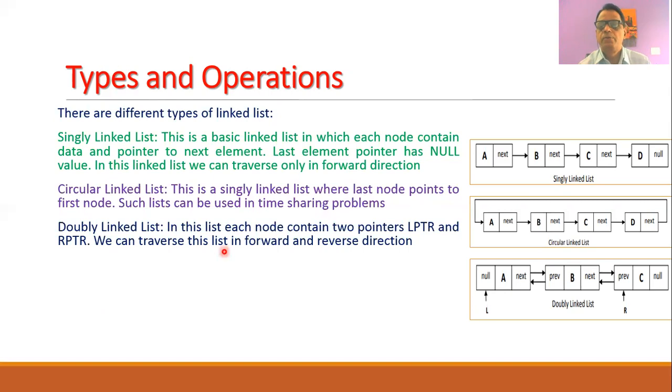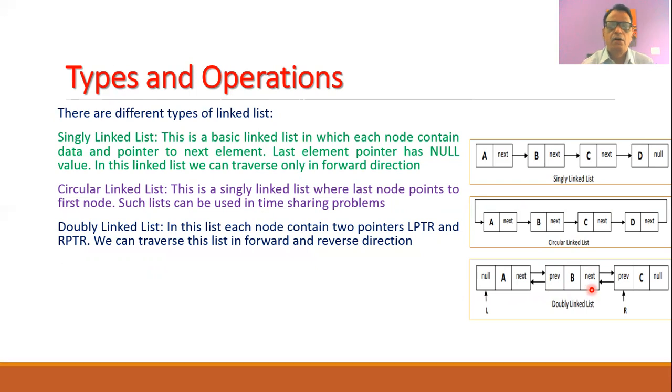There is another type of list, called a doubly linked list. In this case, each node will contain two pointers instead of one pointer. The first pointer is called the LPTR, that is the left pointer, and the second pointer is called the RPTR, that is the right pointer. As shown in this diagram, suppose this is our first element, so it will have the left pointer and right pointer, and similarly the next element will have the left pointer and right pointer.